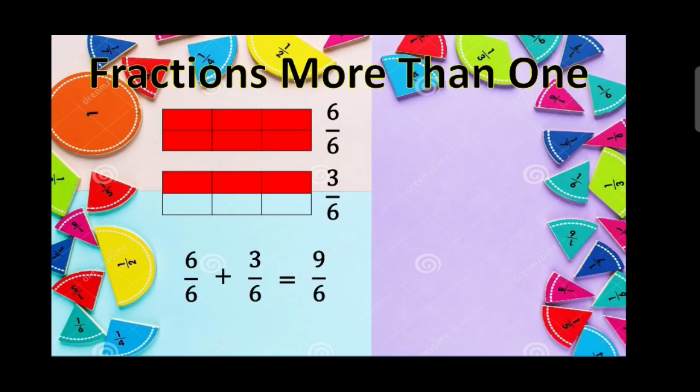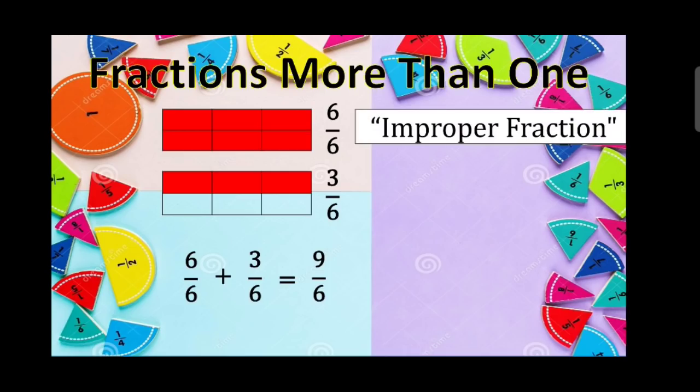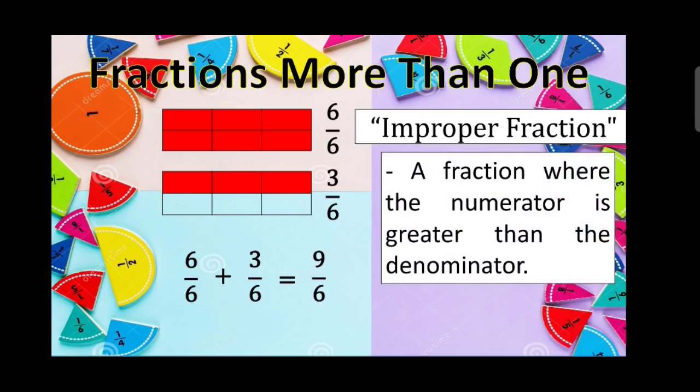So, 6 over 6 plus 3 over 6 is equal to 9 over 6. So, yung 9 over 6, we all know that fractions more than 1, diba? So, ano yung tawag natin dyan? So, 9 over 6, that's we call improper fraction. So, ano yung improper fraction? Improper fraction, a fraction where the numerator is greater than the denominator. So, ibig sabihin lang nito, mas mataas ang numerator kaysa kay denominator. Okay? Yun yung sa improper fraction.